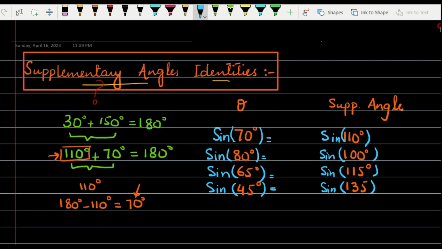So first I will go and calculate sine 70. It's giving me the answer 0.939. I am taking only 3 decimal places, right?